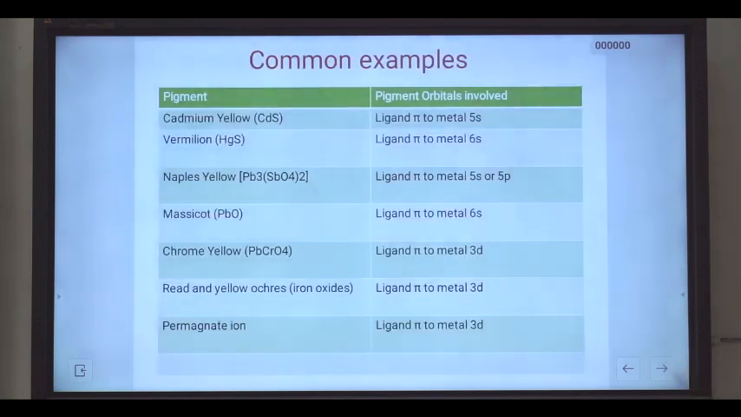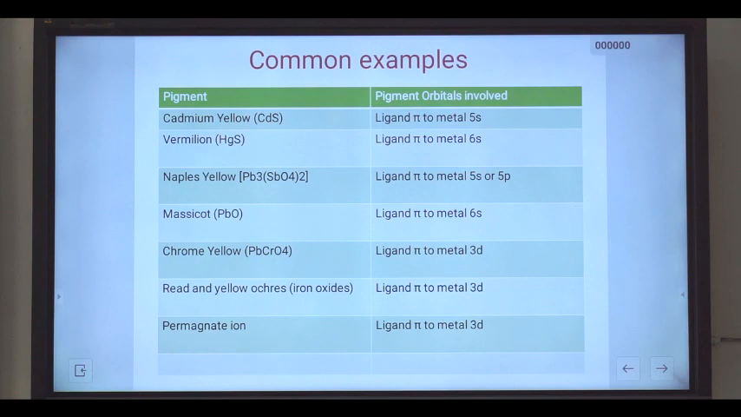So these are the common examples in which the LMCT kind of transitions occur. Firstly, the pigment cadmium yellow, cadmium sulfide, and the transition involved is ligand pi to metal 5s orbital. Next is vermilion, known as mercury sulfide, HgS, and here the transition occurs from ligand pi orbital to metal 6s orbital. Similarly, next is the lead compound Naples yellow, massicot, lead oxide, in which ligand pi to metal 5s or 5p orbital and ligand pi to metal 6s orbital.